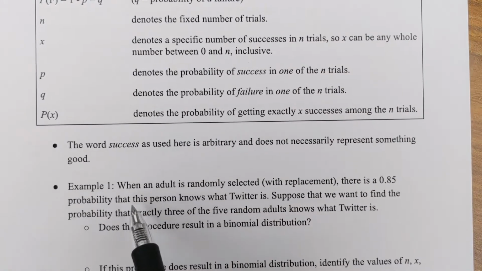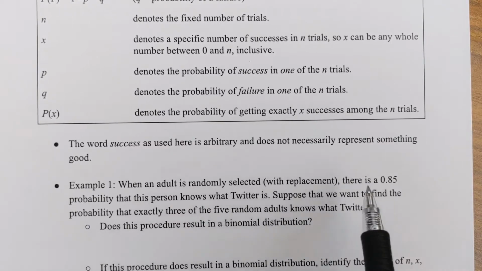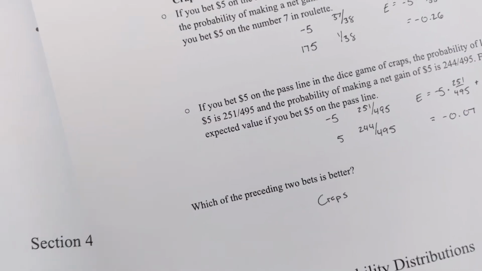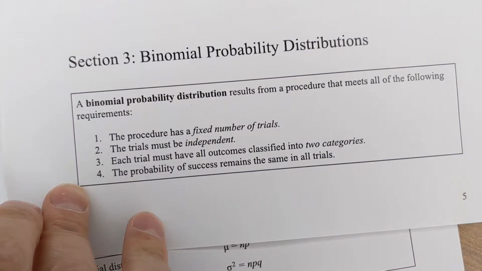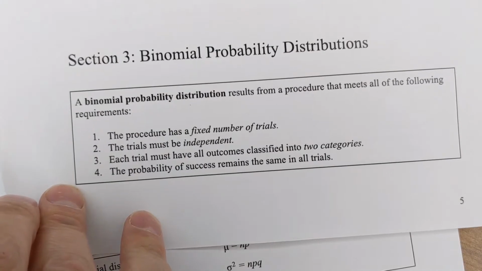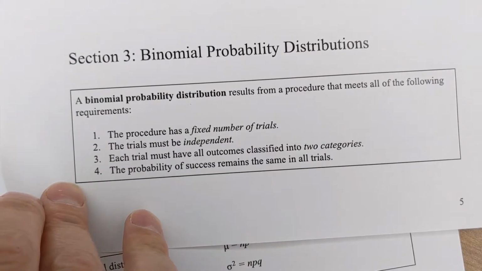So example 1: when an adult is randomly selected, there is a 0.85 probability this person knows what Twitter is. Suppose we want to find the probability that exactly 3 of the 5 random adults know what Twitter is. Does this procedure result in a binomial distribution? The criteria were a fixed number of trials, 5. Each trial is independent; we did it with replacement. Each trial must have all outcomes classified in 2 categories: they either know what Twitter is or they don't. The probability of success remains the same in all trials. Since it's randomized, yes.